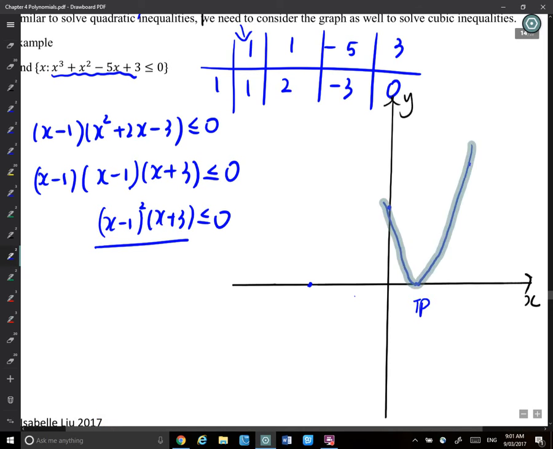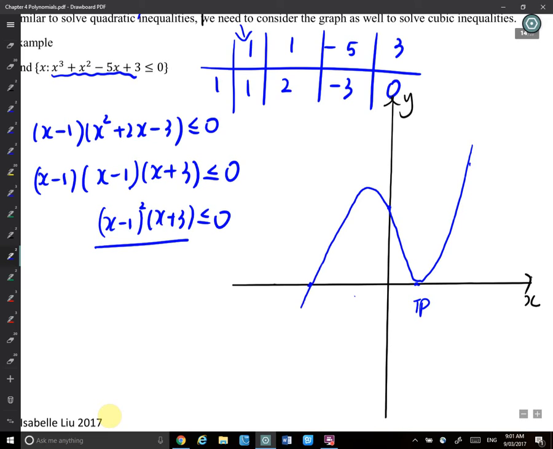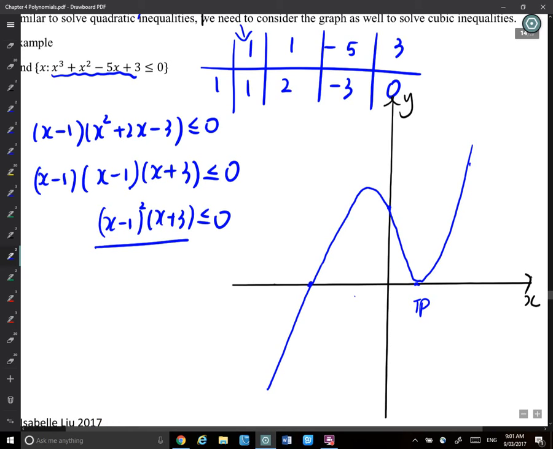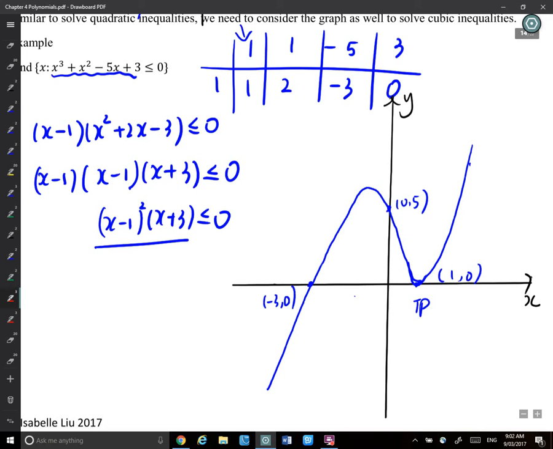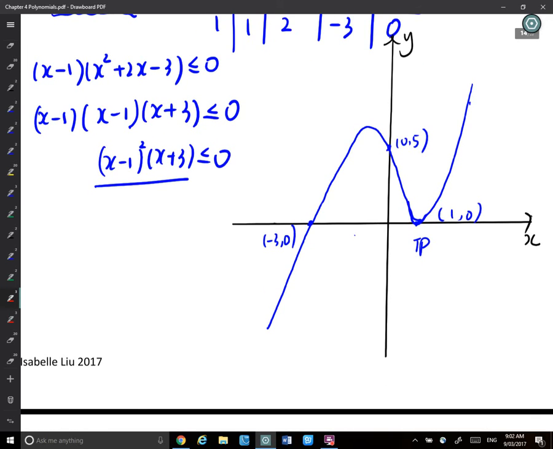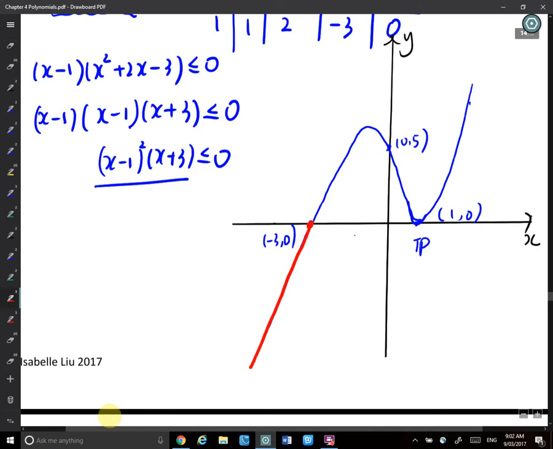And it passes through the y-intercept. Start somewhere here, and it will go to reach the other intercept, which is here. So that point is 1, 0. That point is negative 3, 0. Here is 0, 5. And what I want is smaller than or equal to 0, below the x-axis, which is from here to here.